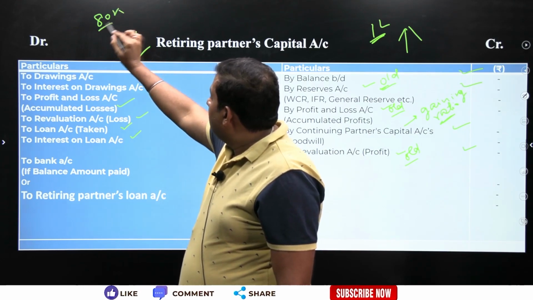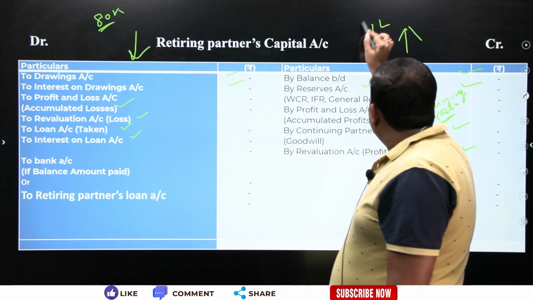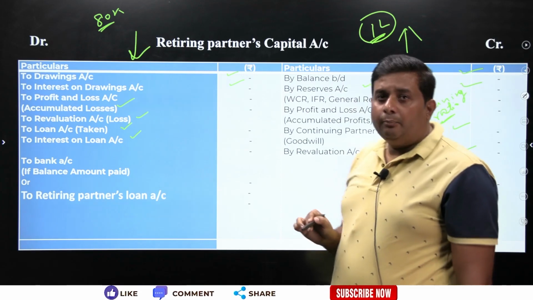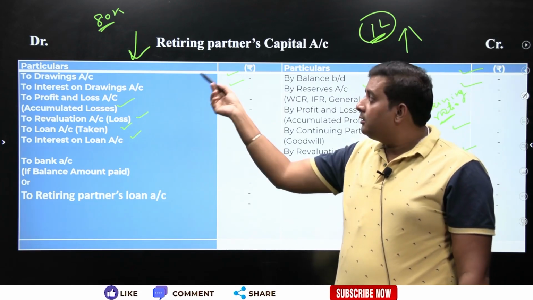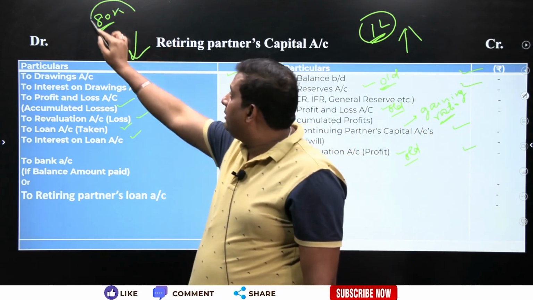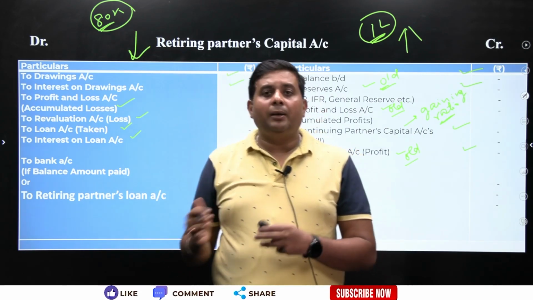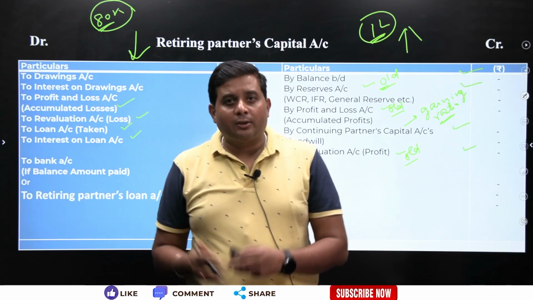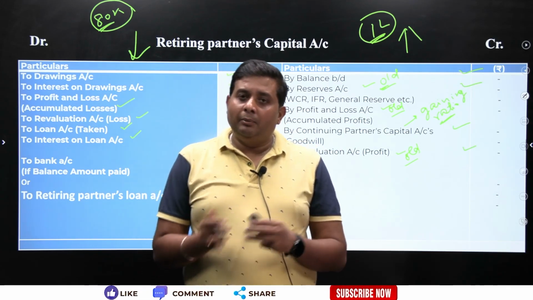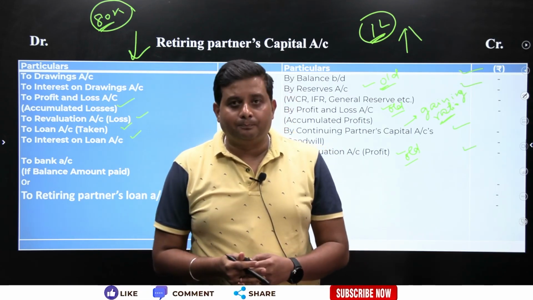So it means there was an availability of retiring partner's capital account of 1 lakh and there is a requirement, and we can say it is being declined by 80,000. So the difference of 20,000 has to be paid by the firm to the retiring partner, maybe immediately or maybe after some time.